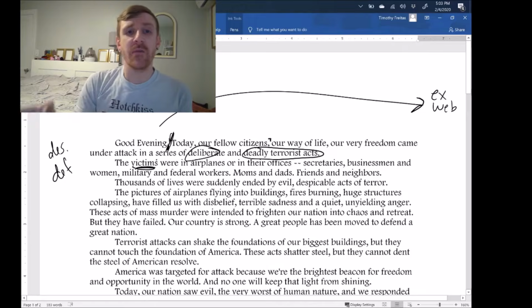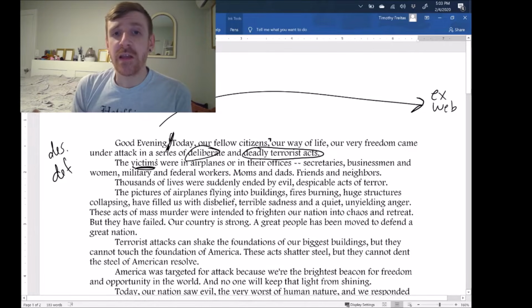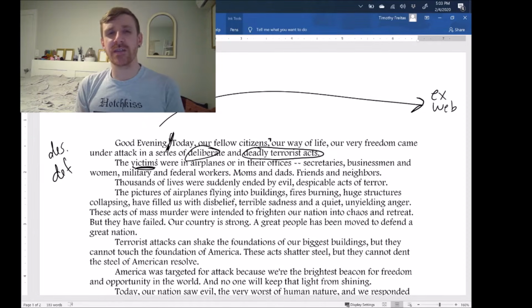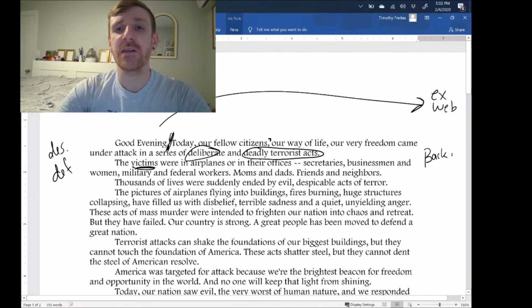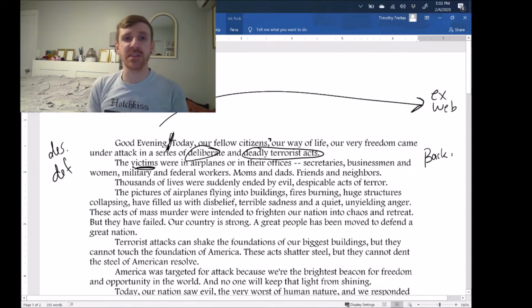And because of that, we know as rhetoricians that this is really trying to showcase how everybody's been affected on a national level. On top of that, though, this then shifts from the exordium to the background. So this is some good background information. It gives us the context for why he's making the speech in and of itself.